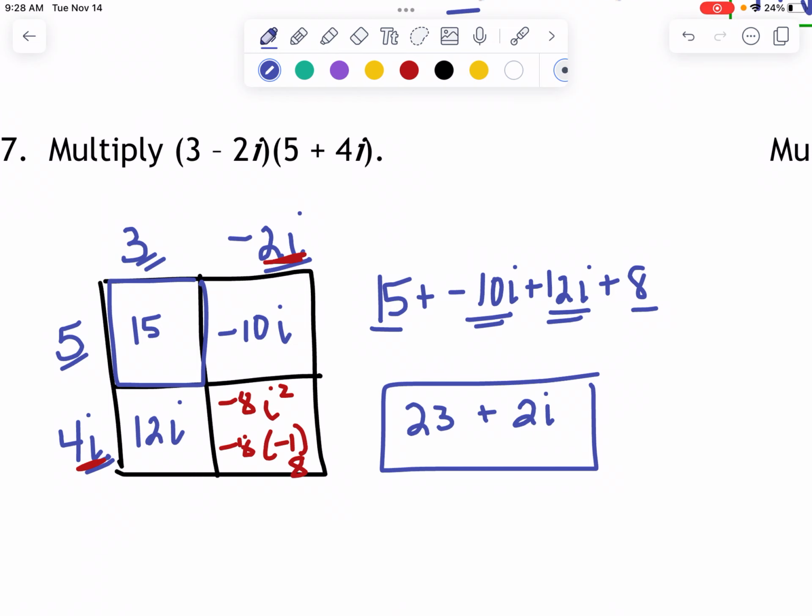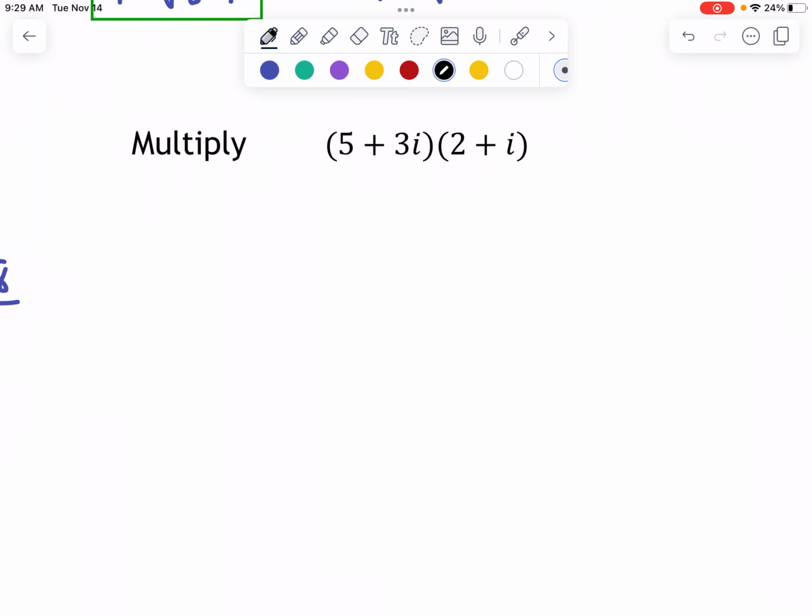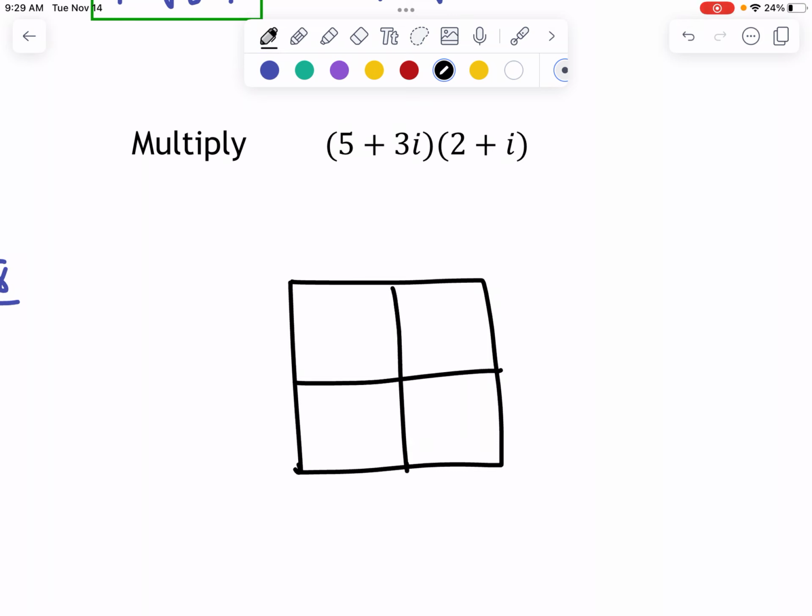Okay, cruising on. Go ahead, try to make your factor box here. Pause the video, and we will compare with what we have. Okay, welcome back. All right, start us out.